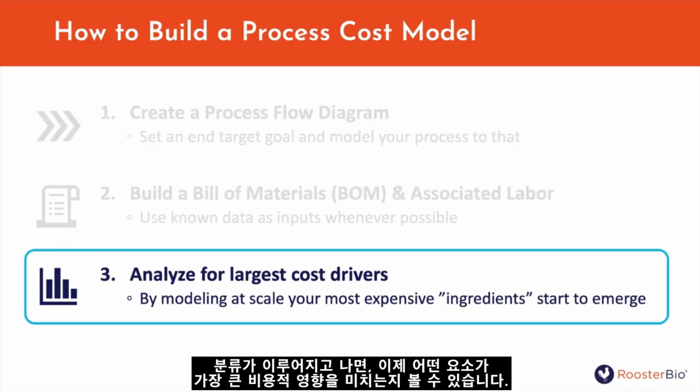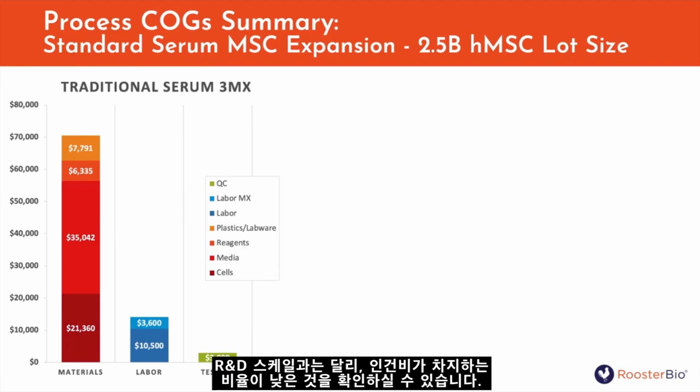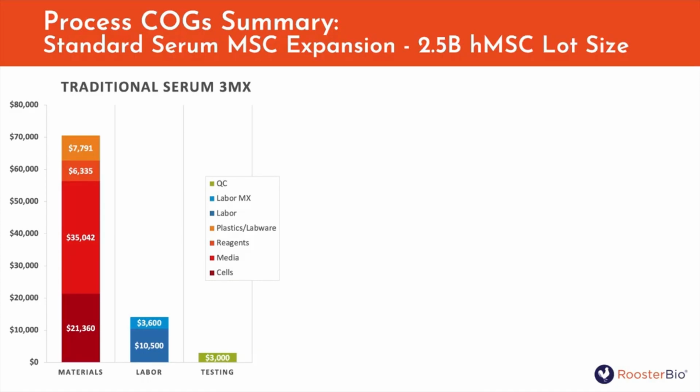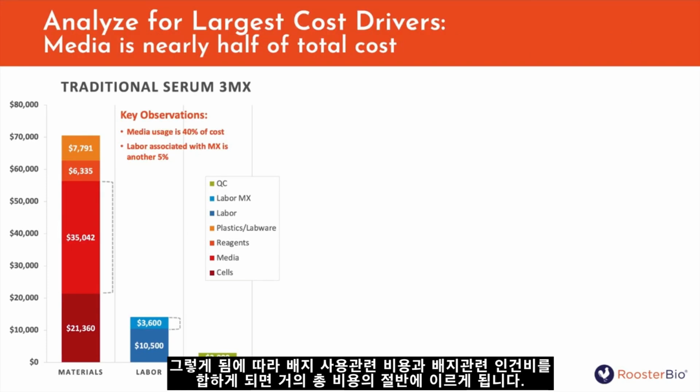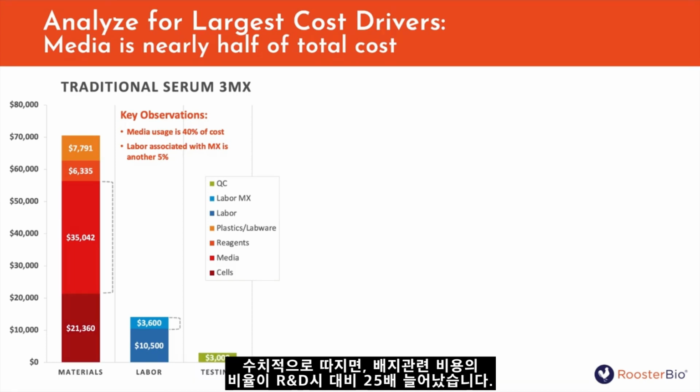What this now allows us to do is analyze for our largest cost drivers. Here's a breakdown of our expenditures across the 3 subcategories. Unlike the R&D scale, labor has become a lesser component of our overall costs, primarily due to our system improvements such as cell stack incorporation. What we can immediately see is that media use and associated media labor is almost half of our total cost, which is a 25-fold increase over the associated media costs at our R&D scale.